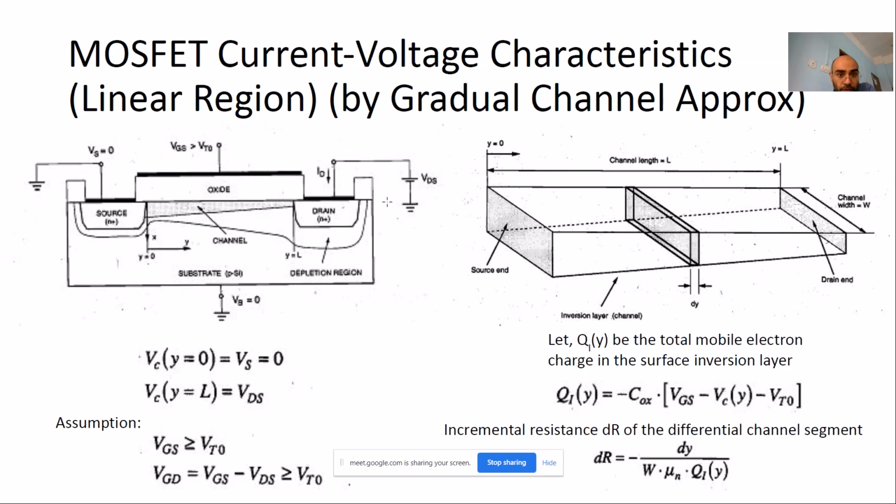As I have told you earlier in the previous slide, the channel doesn't remain uniform. It gets tapered toward the drain side, or it gets narrow towards the drain side. So why does it get narrowed? Can you explain this? Can you give me a little explanation for this, why it gets narrow?